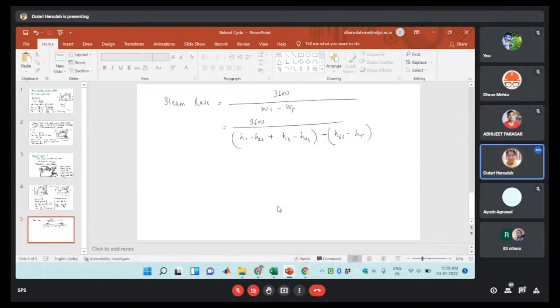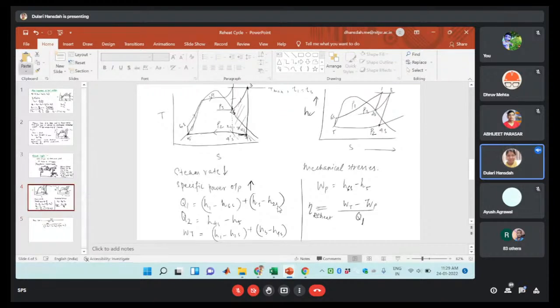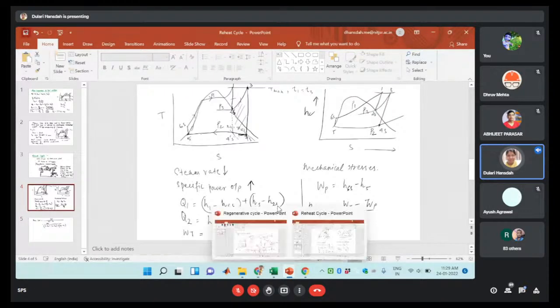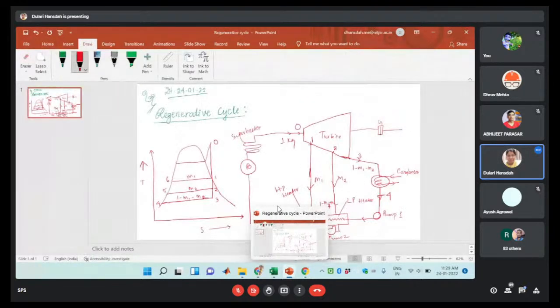So in case of your reheat cycle, we are using the reheaters. Okay. So now coming to the regenerative cycle. So this one is your regenerative cycle. So what exactly are we doing here?